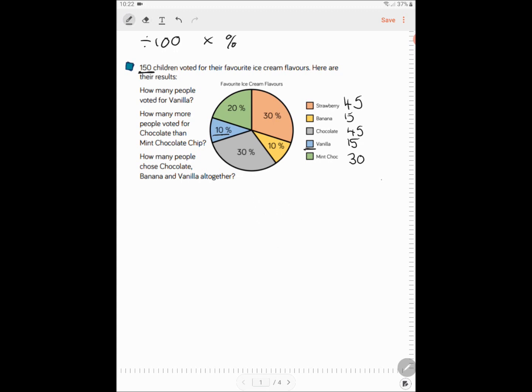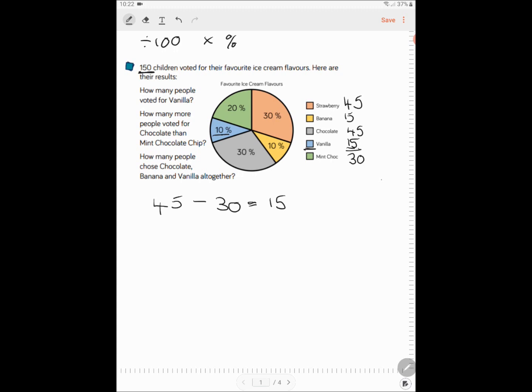Now, question 1 was how many voted vanilla? We've got that, got 15. Question 2 is how many more people voted for chocolate than mint chocolate chip? Well, chocolate was 45. Mint chocolate chip was 30. So actually the answer to that question was 15. Okay, because the difference between the two.